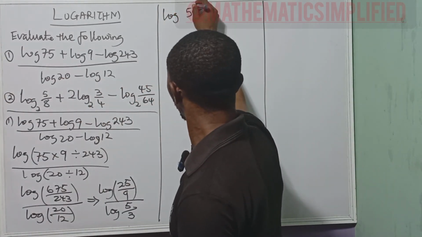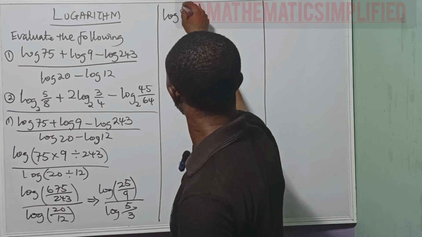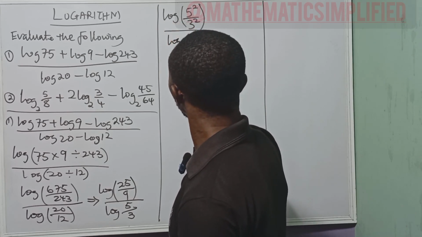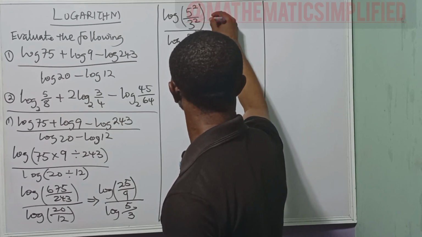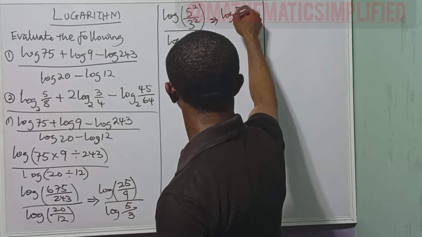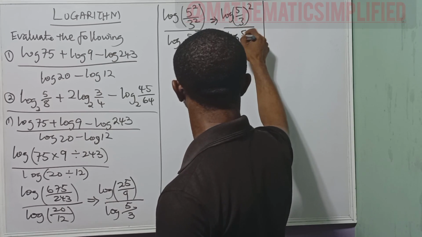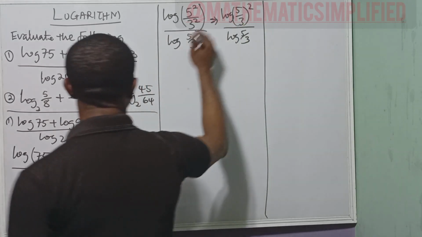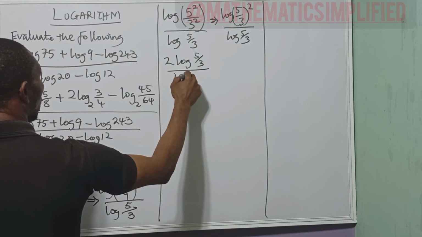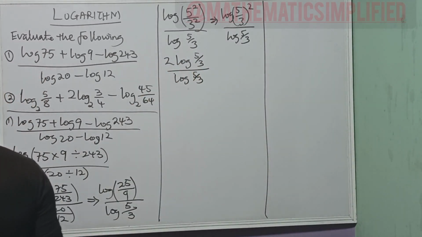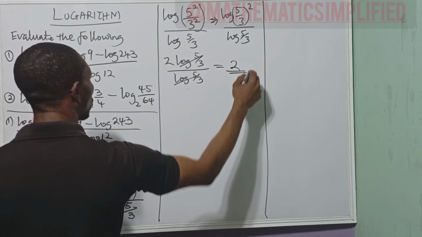So from here we break this down to be log 5 raised to the power 2 over 3 raised to the power 2, divided by log 5 over 3. Now these are common, so we can bring it out as a square. This gives us log (5 over 3) squared all over log 5 over 3. Bringing our power down, we have 2 log 5 over 3 all over log 5 over 3. With this, we can cancel out to give us our answer as 2.